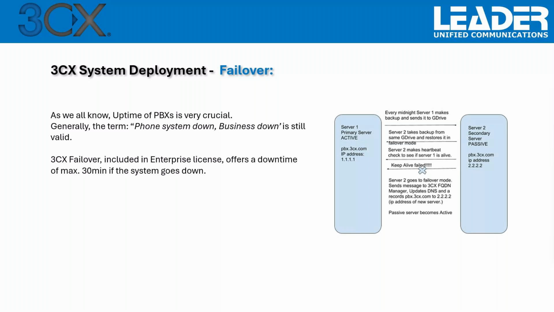3CX failover is included in the Enterprise license, and offers a downtime of an absolute maximum of 30 minutes if server 1, the primary server, goes down. Usually it is much faster. You always see the term FQDN in there. We will look at that further down, quickly, why it makes so much sense to have an FQDN.